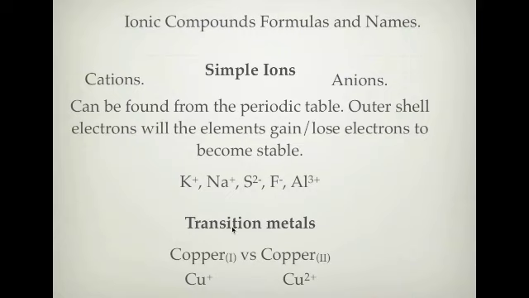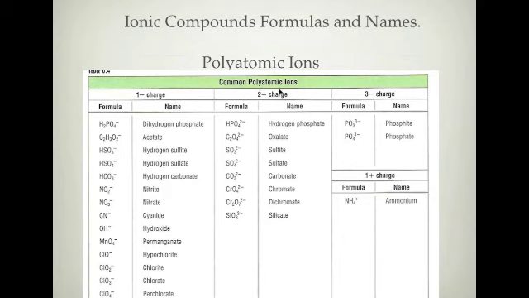These transition metals can have different oxidation states or different charges. So that's what these transition metals do, and you find their charge by looking at their little number next to them. The next type of ion we have are called polyatomic ions.